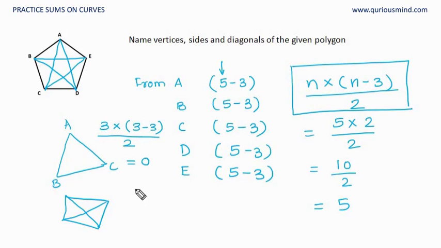Let's see for a quadrilateral. For a quadrilateral n is 4. So we'll replace n with 4. Again here n we have to replace with 4. 4 minus 3 upon 2. That gives me 4 into 4 minus 3, which is 1. So 4 into 1 upon 2. That is 4 upon 2, which is equal to 2. And see, we have got 2 diagonals here. So that is true. So we can use this formula, replace this n with the number of vertices or number of sides of a polygon, and find the number of diagonals.